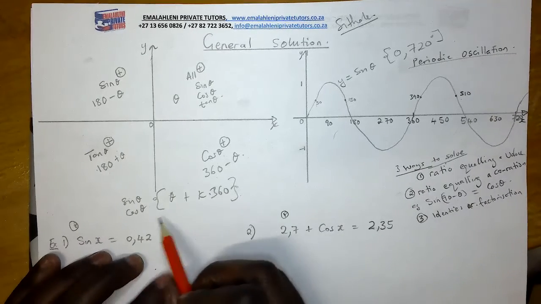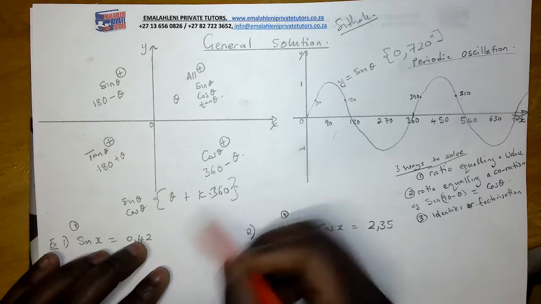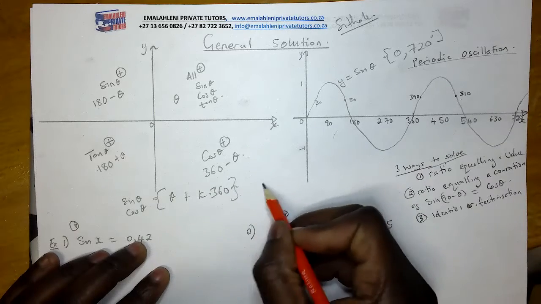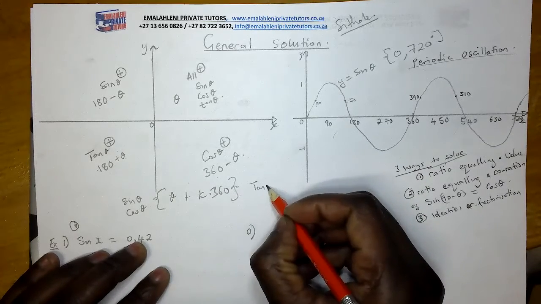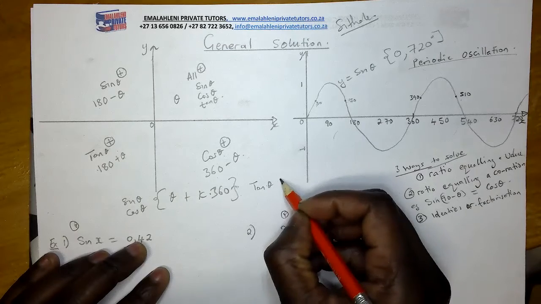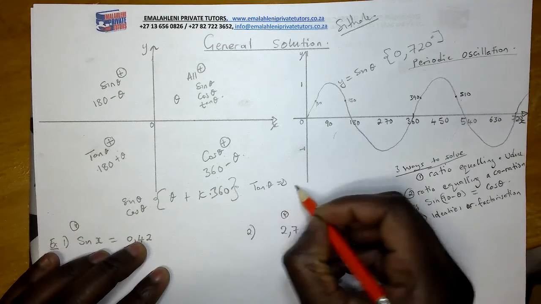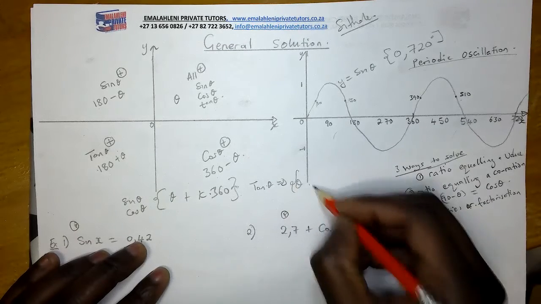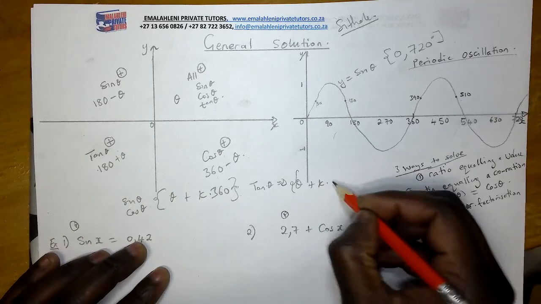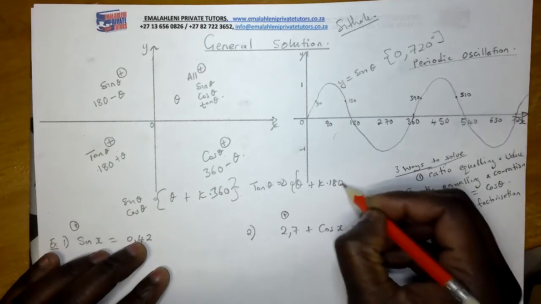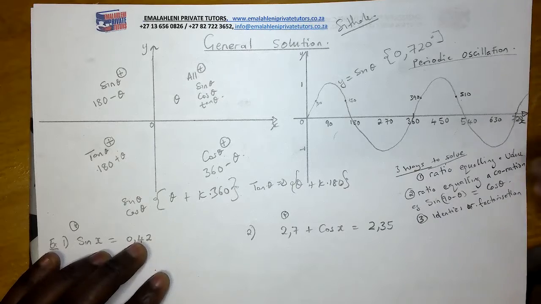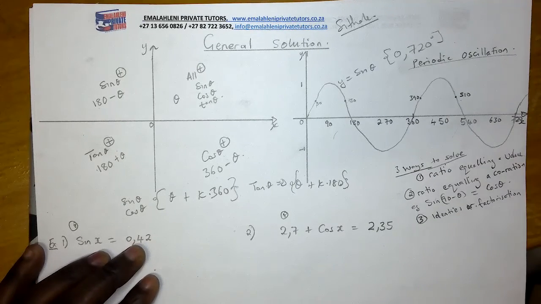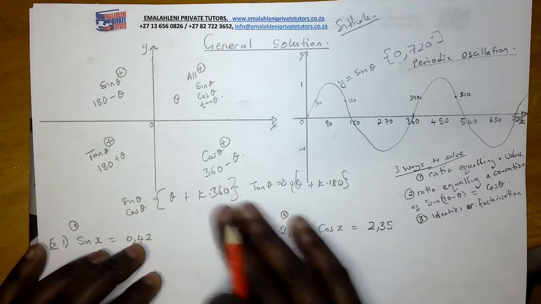Your k can be any number. Then for tan, since the period of tan is 180, whatever angle you get, you add k times 180. It continues to repeat itself until infinity. That's why I said k times 360 or k times 180.